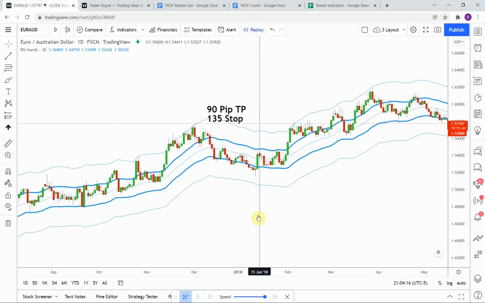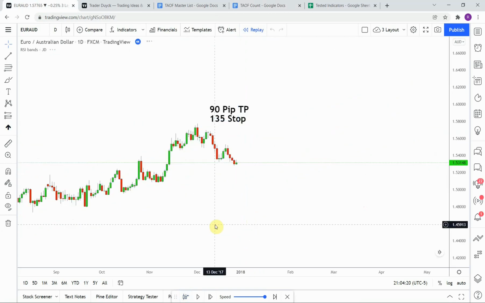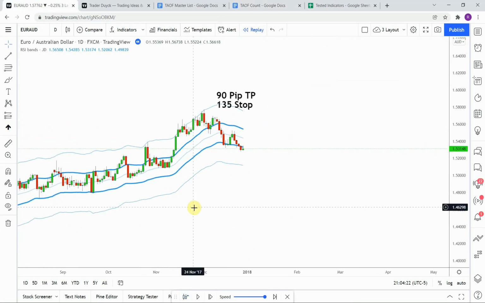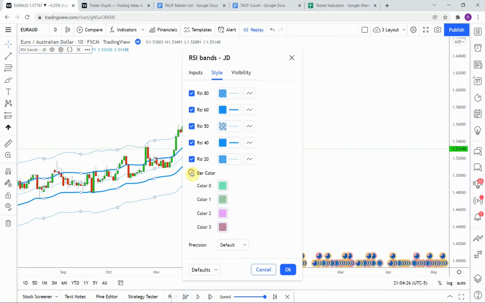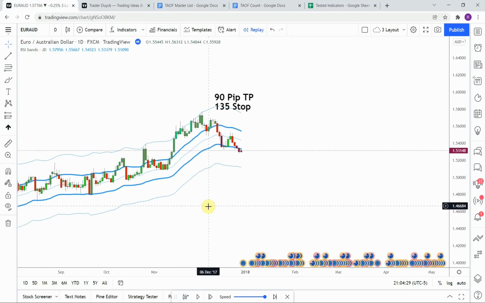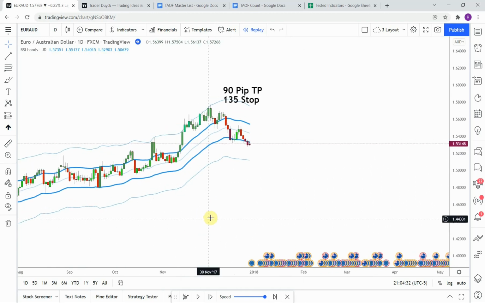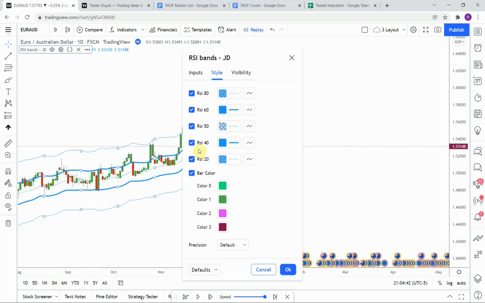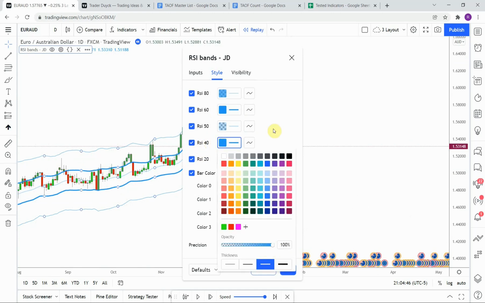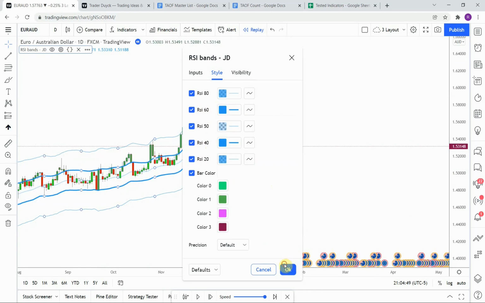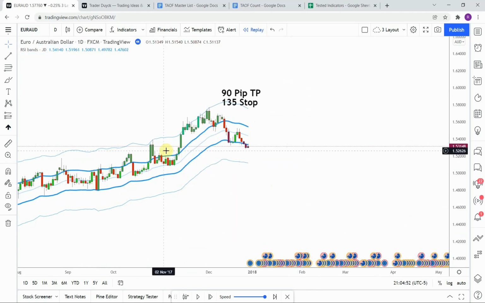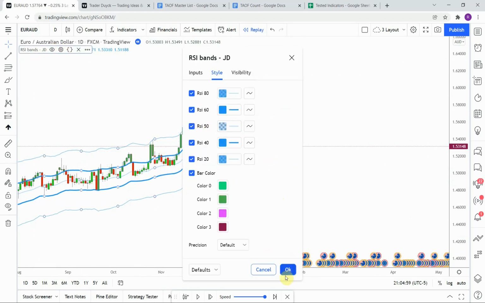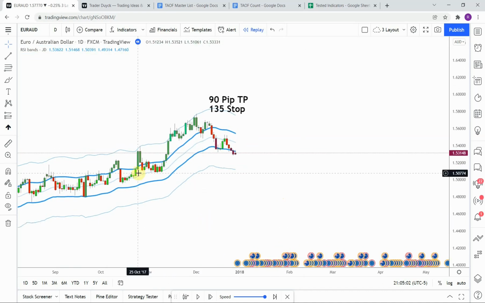Alright, so today's indicator is the RSI bands, and you can see them here on screen. Let me go in and turn on the bar coloration. I know it's a tad bit easier to see nonetheless. I bumped up the line weight and the opacity of the RSI 40, and the line weight and the opacity of the RSI 60, so that you can see them really clear here. And the RSI 50, I turned down the opacity of, so it stands out a little bit less.